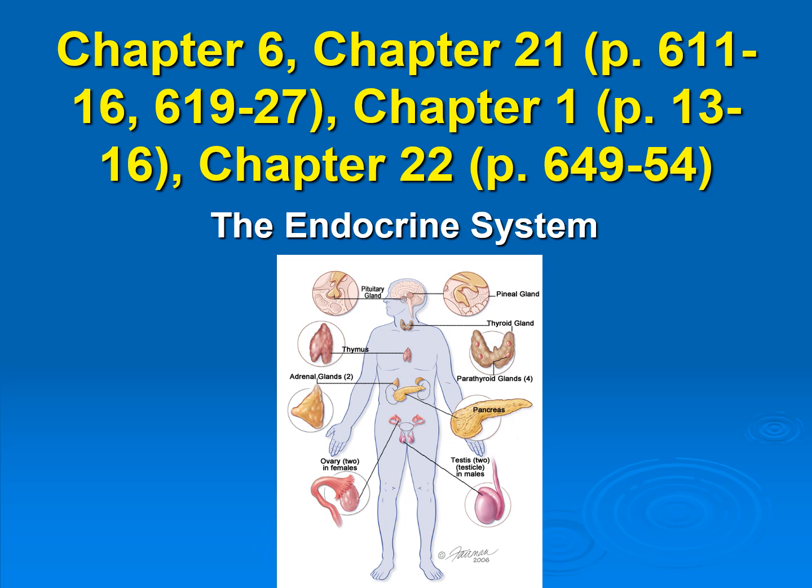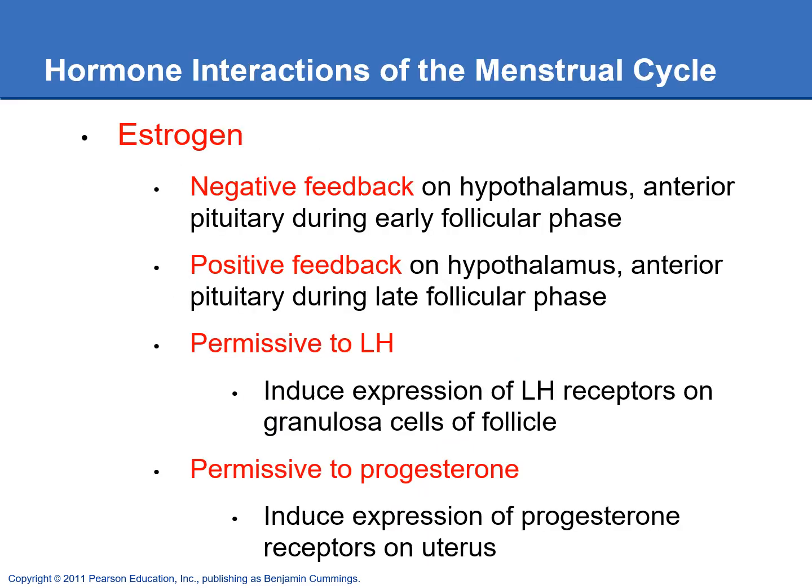We're going to take a look at the hormone interactions in the menstrual cycle in this video. There are two hormones that have some interactions in the menstrual cycle. The first one is estrogen, and estrogen is doing a lot of things.